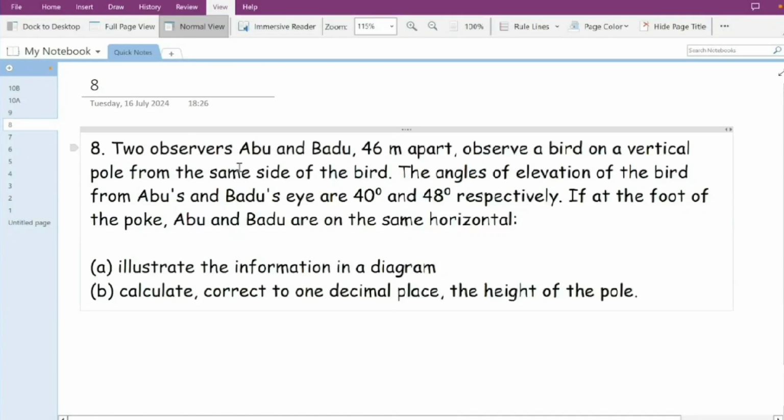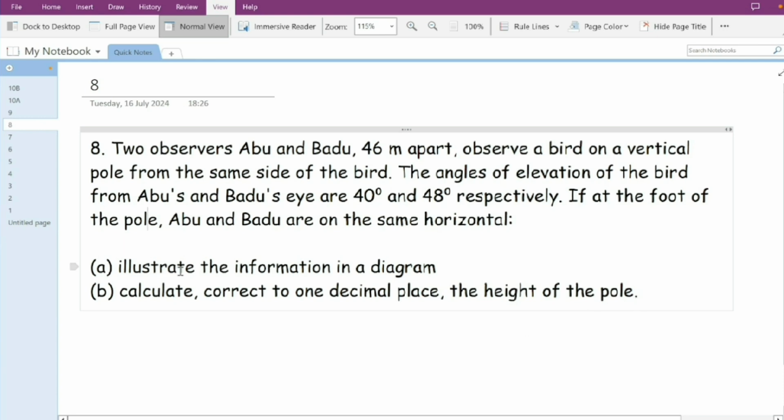Question 8. Two observers, Abu and Badu, 46 meters apart, observe a bird on a vertical pole from the same side of the bird. So they are on the same side. The angle of elevation of the bird from Abu's and Badu's eyes are 40 and 48 degrees respectively. If at the foot of the pole, Abu and Badu are on the same horizontal, A. illustrate the information in the diagram. B. Calculate, correct to one decimal place, the height of the pole.